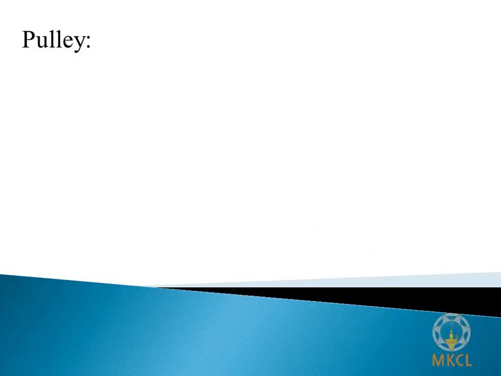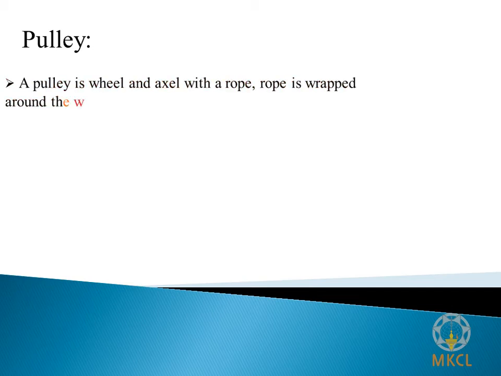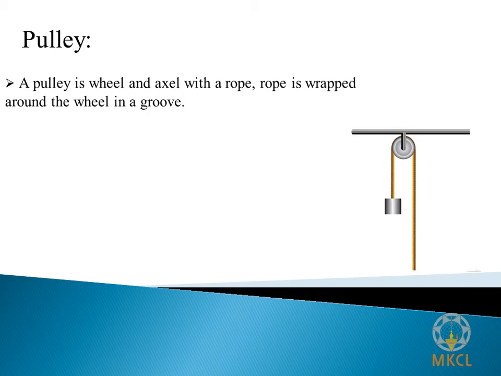Let us see what a pulley is. A pulley is again a wheel and axle system with a rope. The rope is wrapped around the wheel in a groove. It helps us to move an object easily, rather than pulling the object directly. Let us see the video. It will illustrate some examples of a pulley.